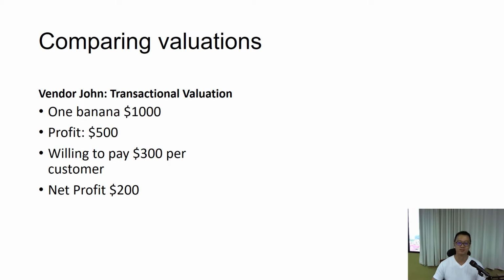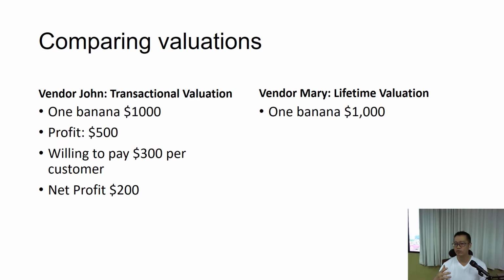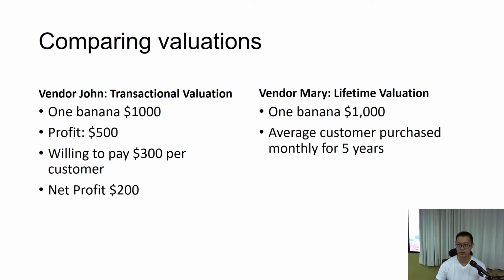That's how most people value their customers and how most people decide how much to spend on their marketing. Now, if Mary understands this whole lifetime value concept, she's thinking, well, one banana is worth $1,000 per transaction. But she's worked out that the average customer, in order to stay young and looking great, will purchase these bananas once a month for the next 5 years.